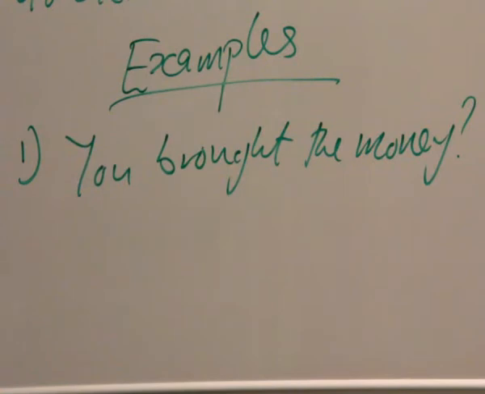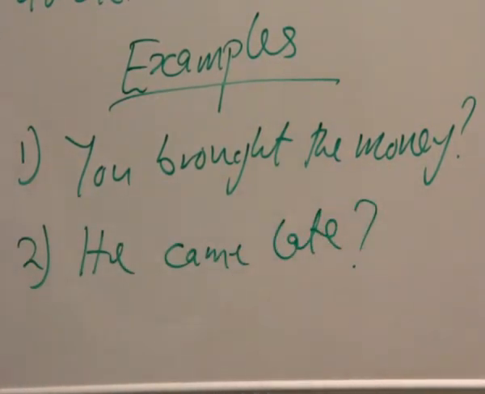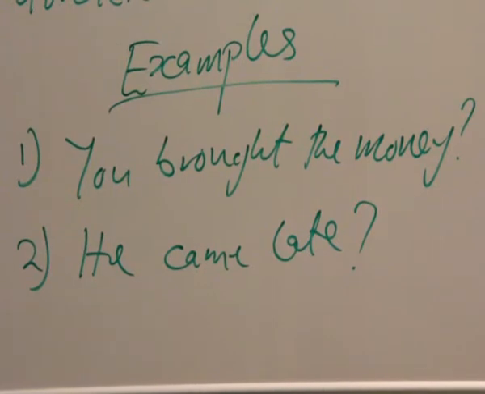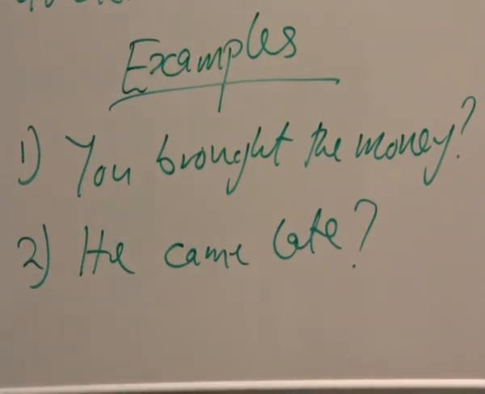Let's just take another one too. He came late? Instead of: he came late. He came late? So the intonation rises. These two are examples of the declarative question.